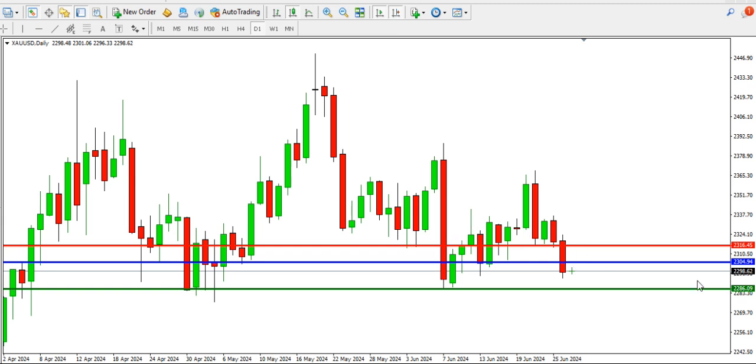Looking at the daily time frame, we have the pivot line at 2304.94, and we have the first resistance line at 2316.45, and we also have the first support line at 2286.09. So today we expect price to drop to the first support line.